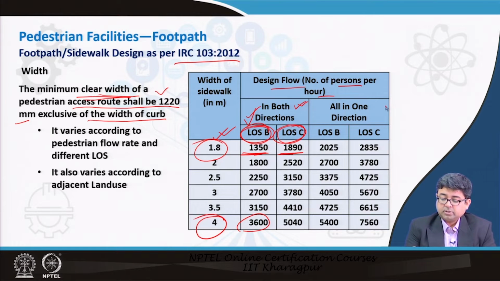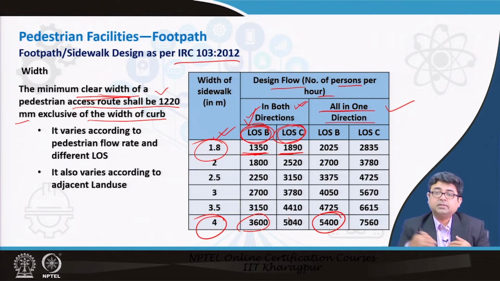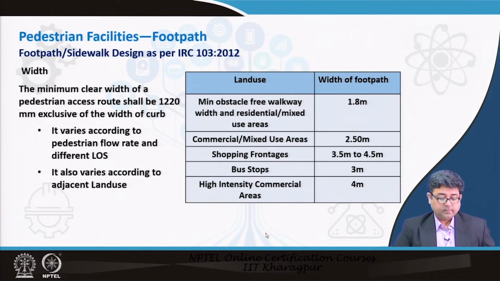Similarly, this column shows you if it is unidirectional, if it is only in one direction, then you can have even more people, right. If it is multidirectional, then remember it provides friction between people moving up and down. So, usually the flow or the capacity reduces.